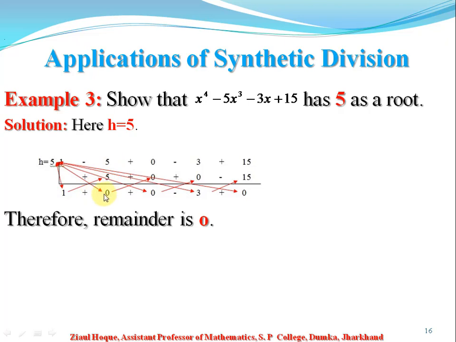Again we have, this is b0 is equal to 1, this is b1 is equal to 0. b1 into h is equal to 0, which can be written below a2. So a2 plus b1 h is equal to 0. This is b2. Similarly 0 into 5 is equal to 0, together with a3 plus 0 gives b3, which is equal to minus 3.